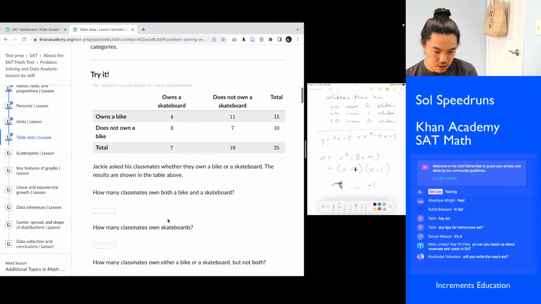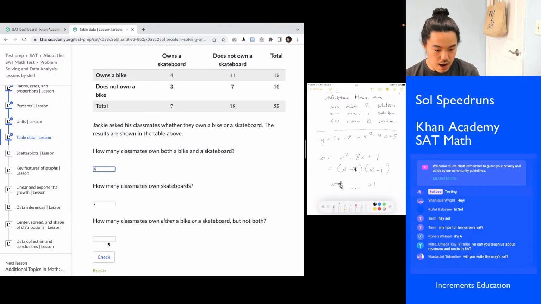Yeah. How many own both? That's 4. How many own skateboards? 7. I meant to write 4. How many own either a bike or a skateboard but not both? So then it has to be 3 and so 14. Let's go.